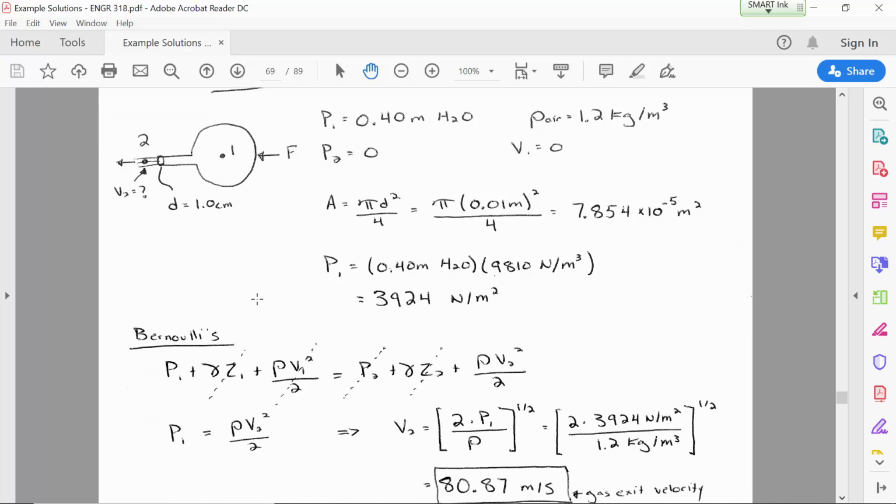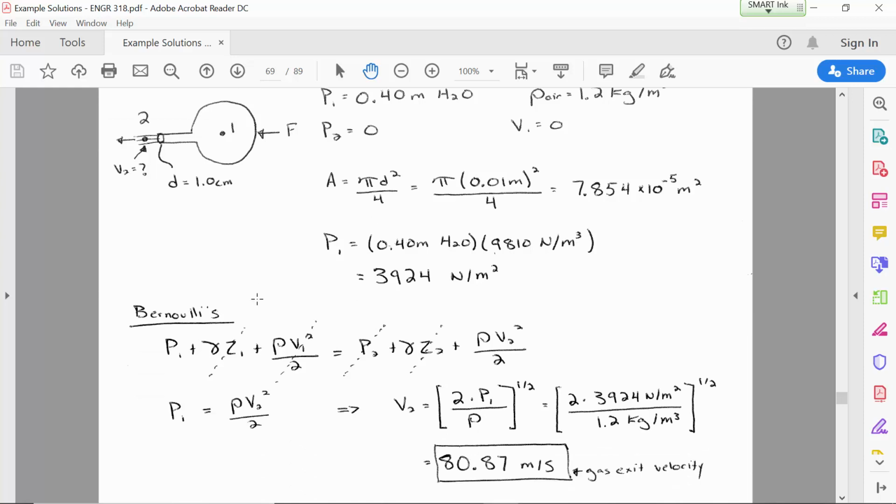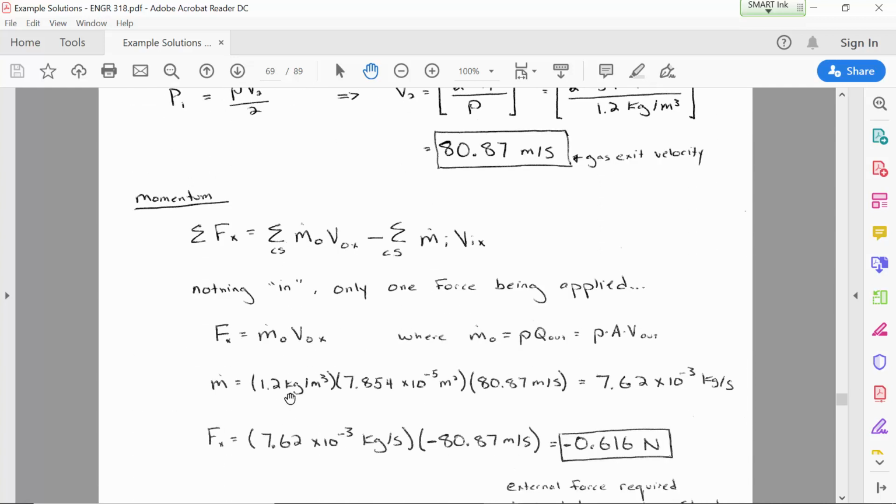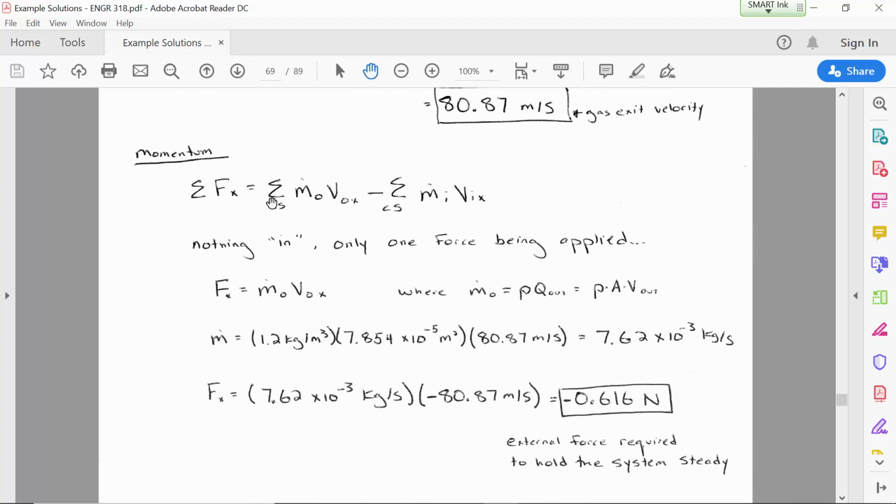So we rearrange Bernoulli's equation and calculate that the exit velocity is 80.87 meters per second. And that velocity is to the left. It's really important when we start putting things into the momentum equation to keep track of the directionality of a flow. All right, so for the momentum equation in the x direction, we're keeping track of the mass flow rate out, velocity out in x, and then minus mass flow rate in, velocity in x. There are no flows in, it's just a flow out. And there's only a single force applied, so the equation simplifies to this.